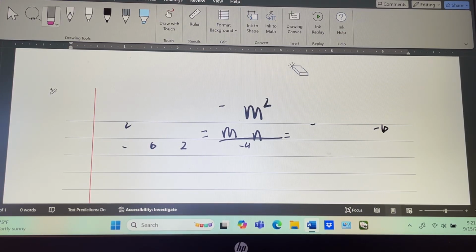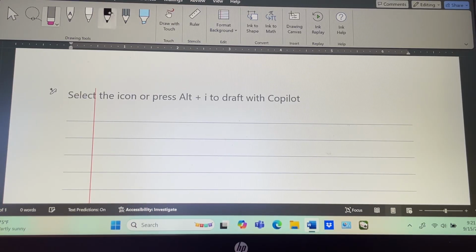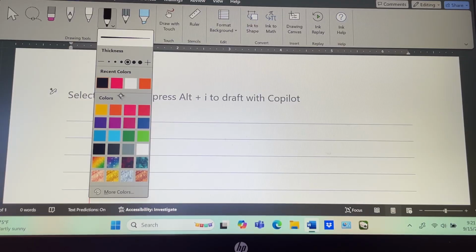You notice how low tech I am. I know there's got to be a way to do this a little more professionally, but I haven't figured out how to do that yet. I can change color though. Let's find a prettier color here.